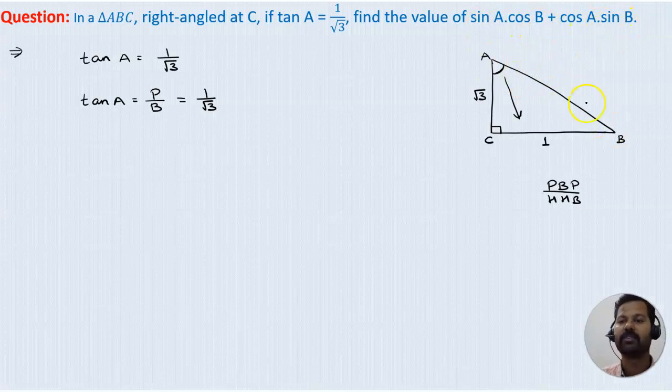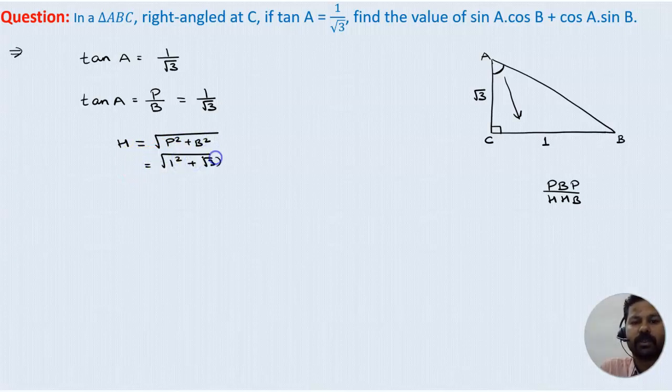For that we need the value of hypotenuse, as sin and cos are perpendicular upon hypotenuse and base upon hypotenuse. As I told, using Pythagoras theorem, we can calculate any one side of a right angle triangle if we know the other two sides. Hypotenuse is the square root of P square plus B square. P here is 1, so 1 square, and base is root 3, so root 3 square. 1 square is 1, root 3 square is 3, so that is the square root of 4, which everyone knows is 2. So we got this also.